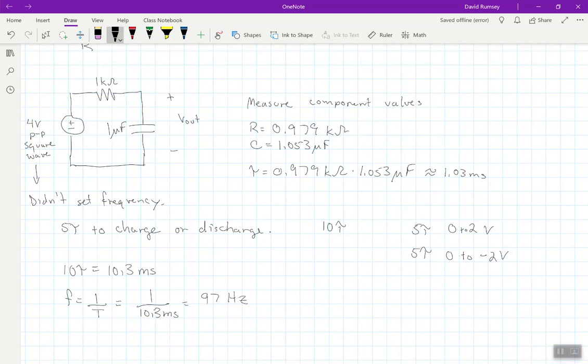Of course, we can't set this to exactly 97 hertz, and even if we could, it's not necessary. So we're just going to round this to the nearest setting on our audio generator, which is 100 hertz. That's not necessarily what we're going to use, but that's where we're going to start.